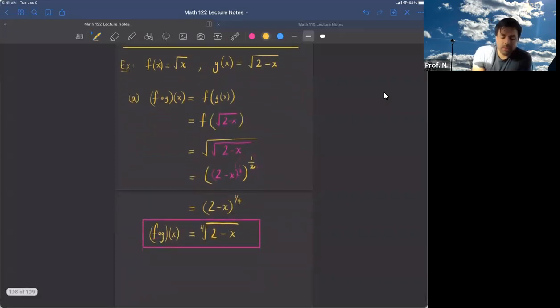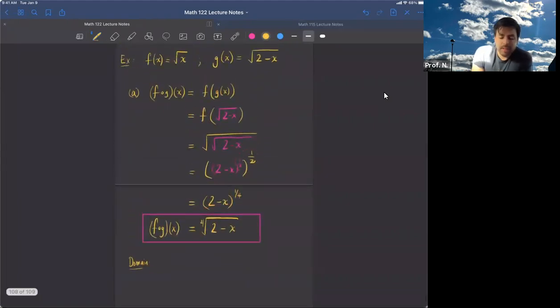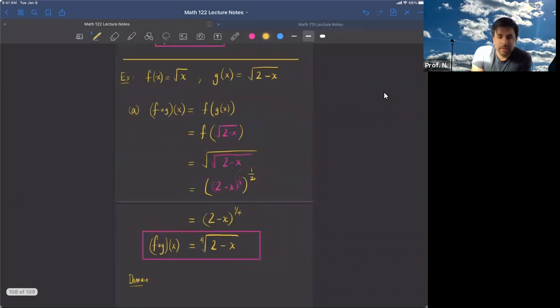Now the real interesting question is, what's the domain of this function? That's really the tricky part. We did the easy part. What's the domain? So first I have to find the domain and range of f and g. So first of all, what kind of functions are these?